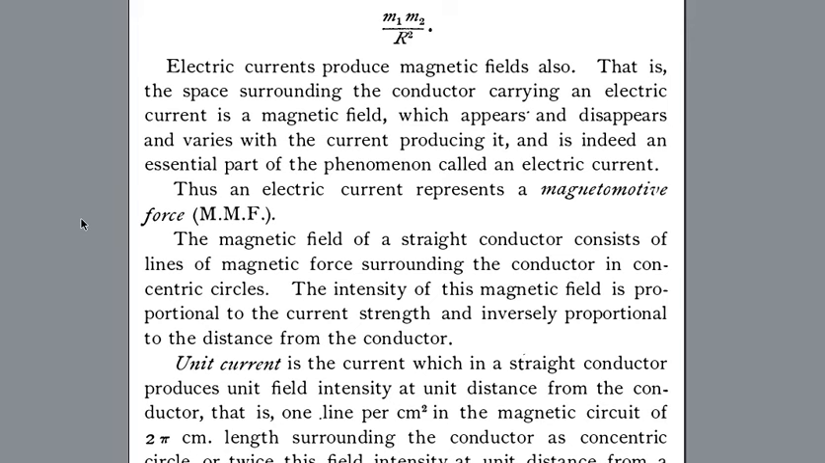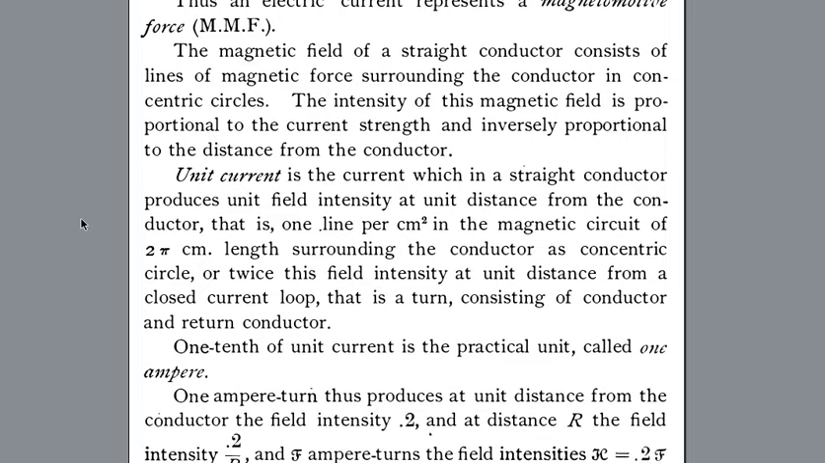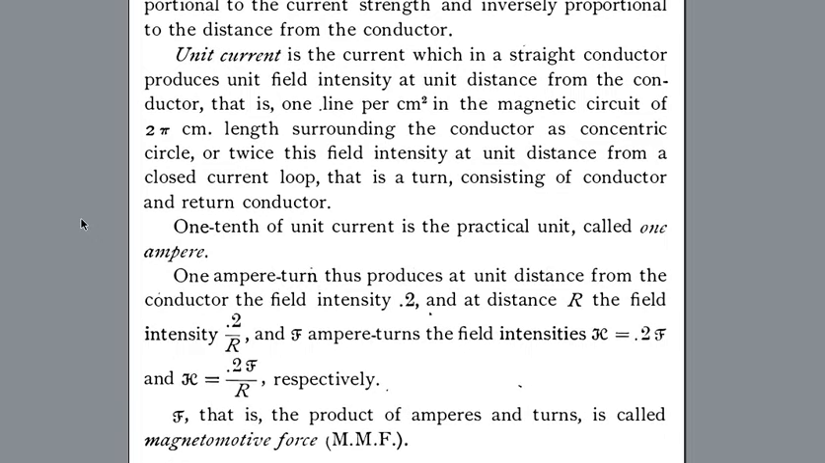The magnetic field of a straight conductor consists of lines of magnetic force surrounding the conductor in concentric circles. The intensity of this magnetic field is proportional to the current strength and inversely proportional to the distance from the conductor. Unit current is defined as the current which, in a straight conductor, produces unit field intensity at unit distance from the conductor. That is, it creates 1 line per square centimeter in the magnetic circuit of a length of 2π centimeters surrounding the conductor as a concentric circle.